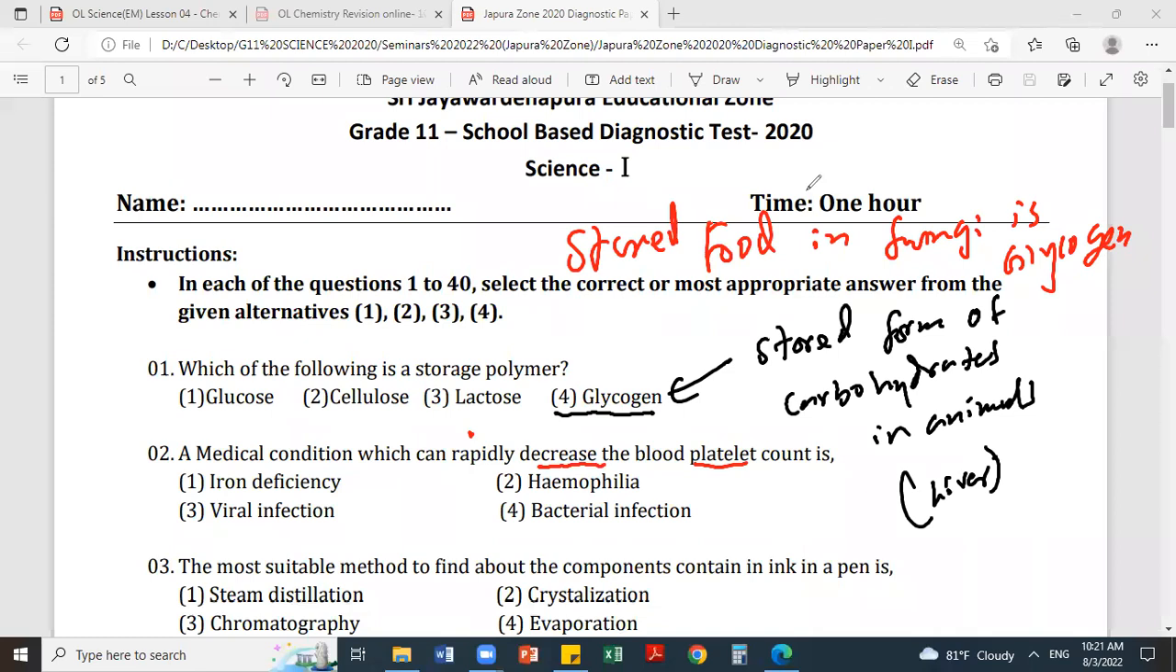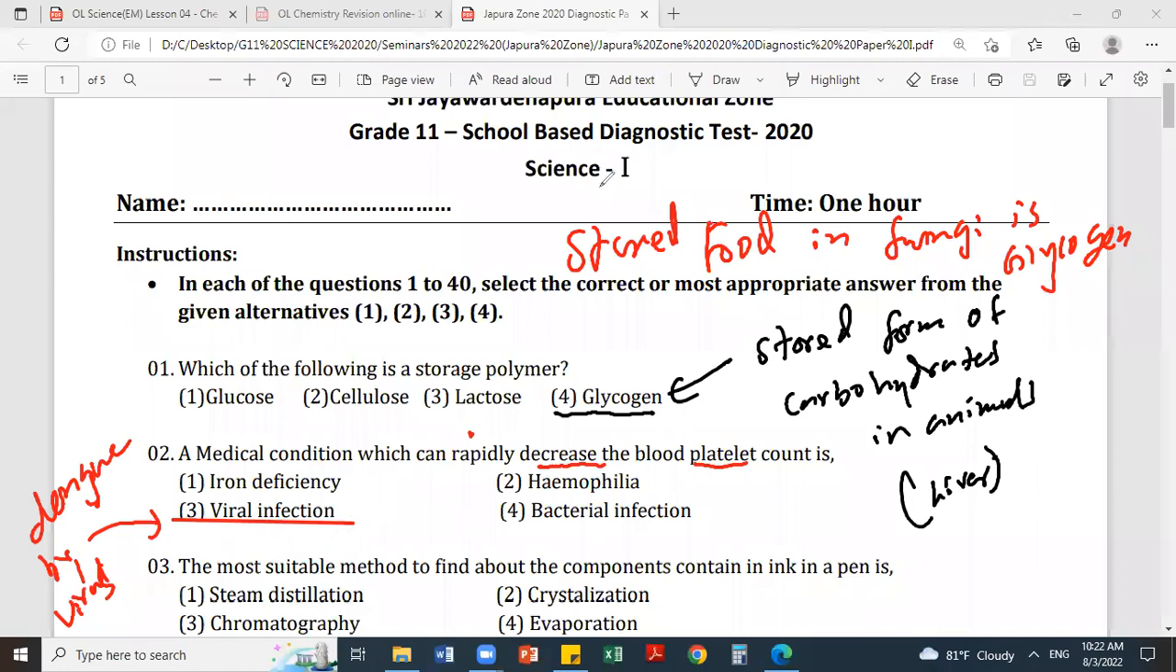Very good. Ravin, Vinula. Ravin, you got the third answer, right? Viral infection. Actually, the answer is third, not second. Hemophilia is not clotting of blood. That is not due to the platelets. That is a genetic inherited condition. With a rapid decrease in platelets, viral infection makes the platelet count go down. For example, dengue. Dengue is caused by a virus.